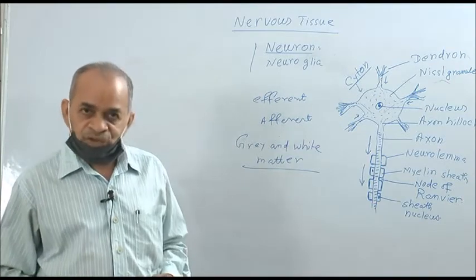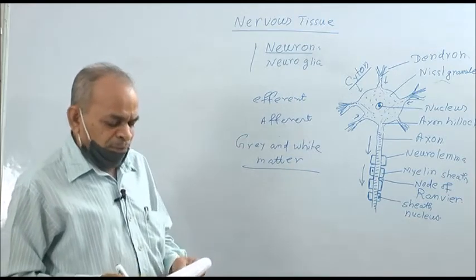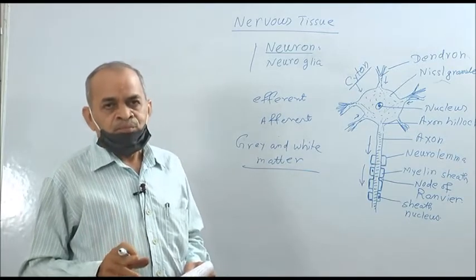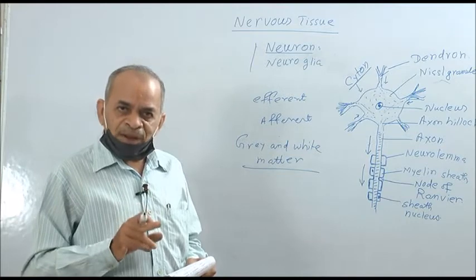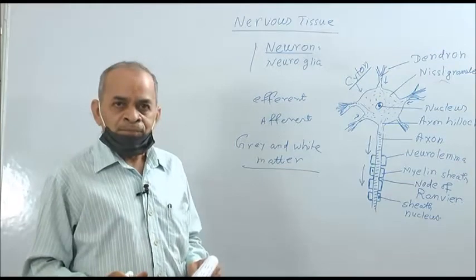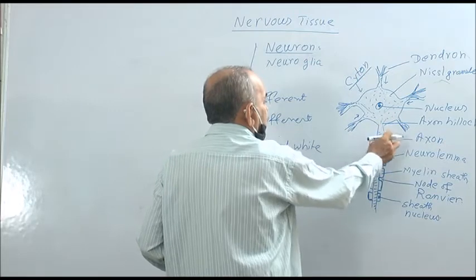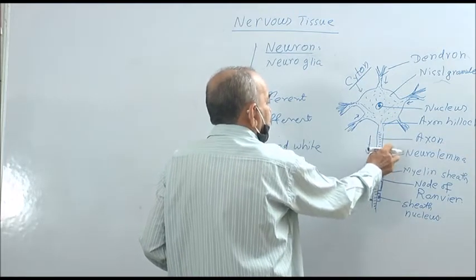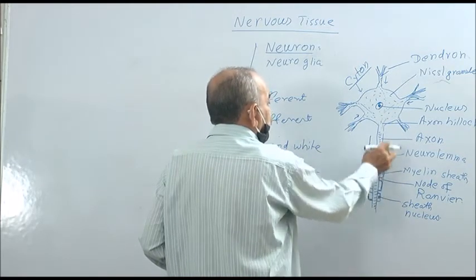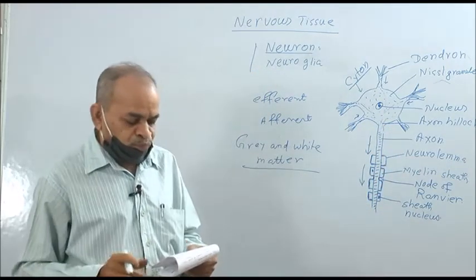Then about the sheath. Sheaths means the covering. Nerve fiber is naked, means no covering within the gray matter. In the gray matter, the nerve fiber, if present, passes through without any covering. You can see this portion of the axon is without any covering. Here there are two coverings, the neurolemma and the myelin sheath. So, when they are present in the gray matter, they are naked without any covering.